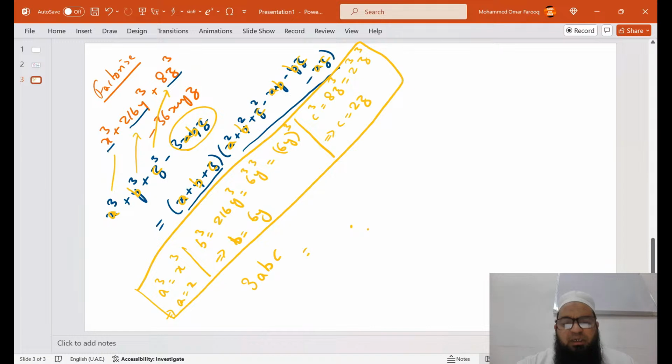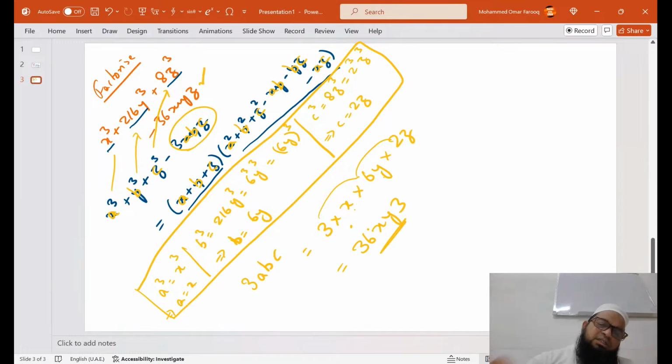So what is that last term? 3ABC. That is equal to 3 times, what is A? X. And what is B? 6Y. And what is C? 2Z. So that is equal to 3 6s are 18, 18 2s are 36 XYZ. So is it satisfied? Yes, it is satisfied.